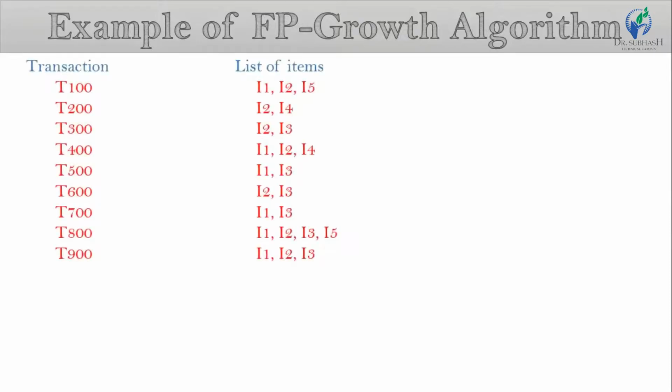Now, I will explain a numerical example of the FP growth algorithm. The same example which we have seen in the Apriori algorithm, I will explain in the FP growth algorithm. Similarly, we have 9 transactions, T100 to T900. The same item sets which we saw in the Apriori algorithm occur in this transaction table. For this example, the support threshold given is 22% and the confidence given is 75%.